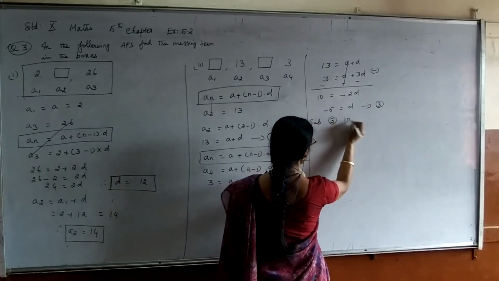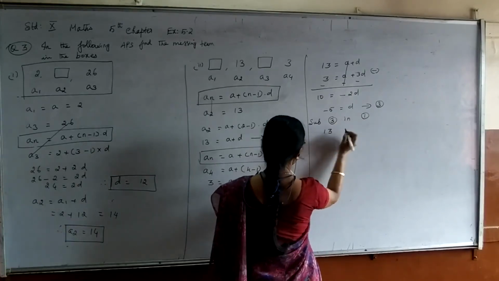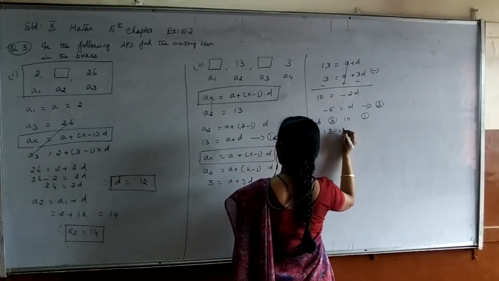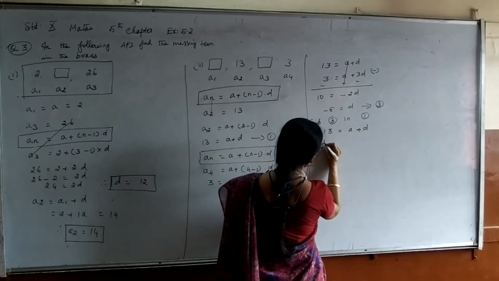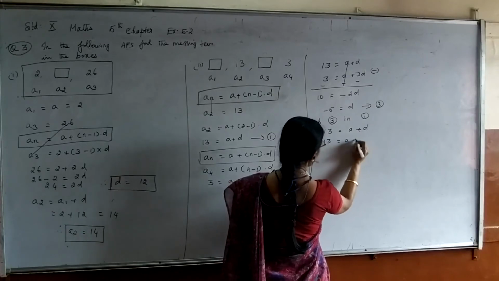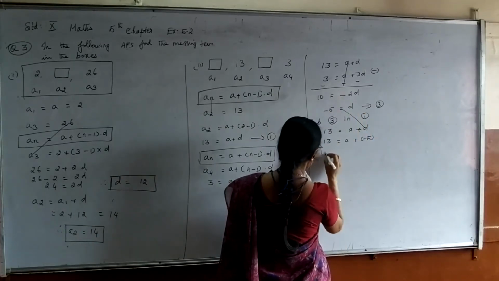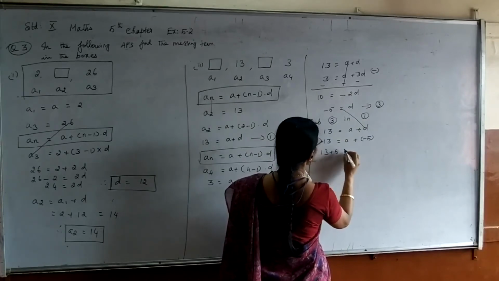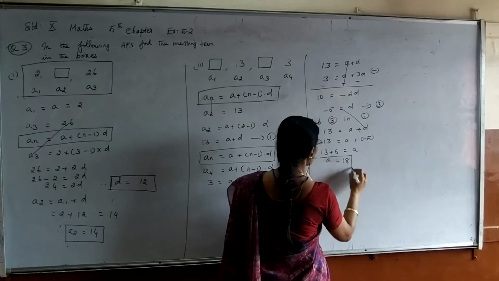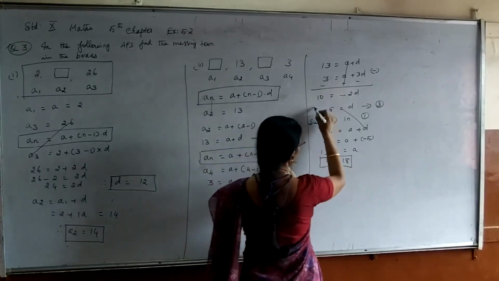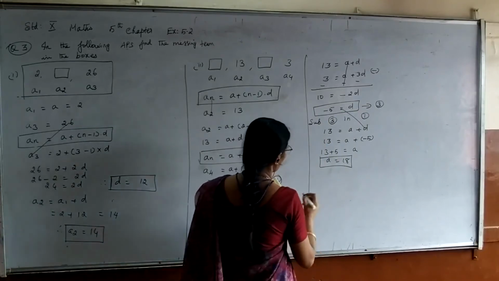Substituting the third in the first equation or in the second equation. Anyone can be taken. I have taken the first equation, which is equal to A plus D. So 13 is equal to A plus of minus 5. The D value is substituted here. So 13 plus 5 equal to A. So A is equal to 18. So we got the value of D, also the value of A.